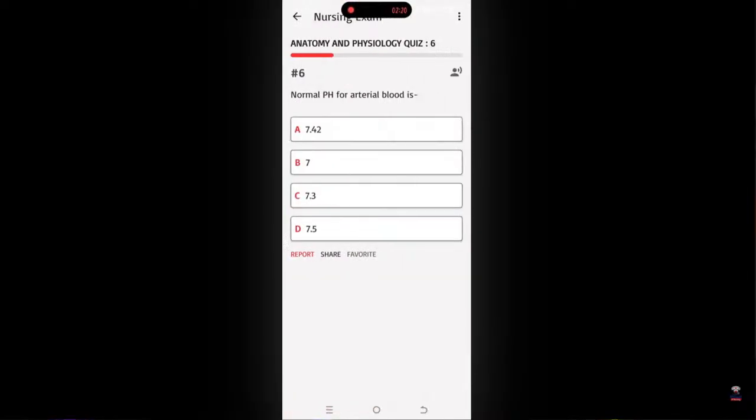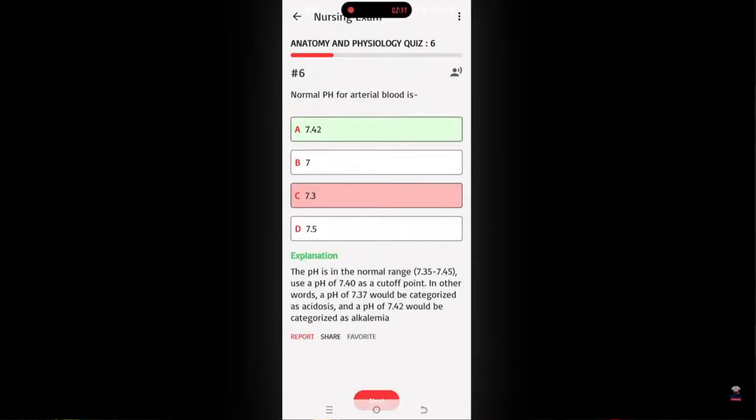Normal pH for arterial blood is A. 7.42, B. 7, C. 7.3, D. 7.5. Correct answer is A. The pH is in the normal range, 7.35-7.45. Use a pH of 7.40 as a cutoff point. In other words, a pH of 7.37 would be categorized as acidemia, and a pH of 7.42 would be categorized as alkalemia.